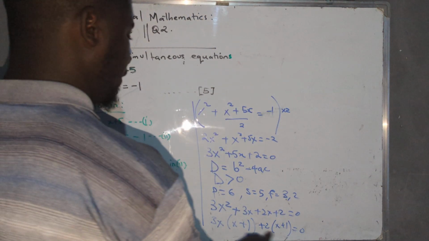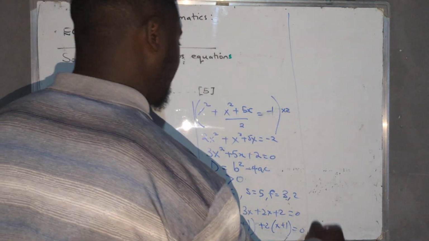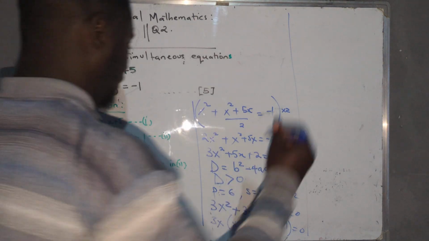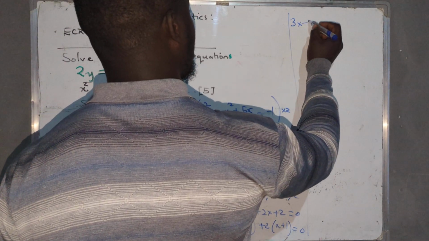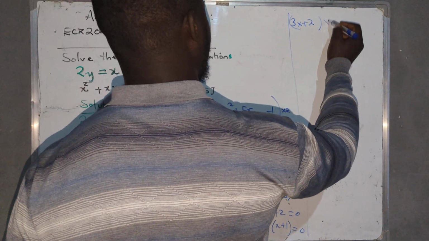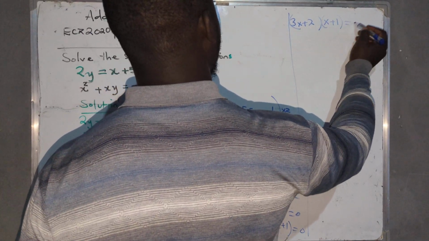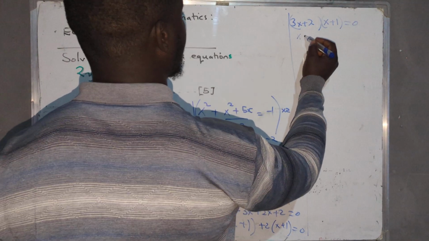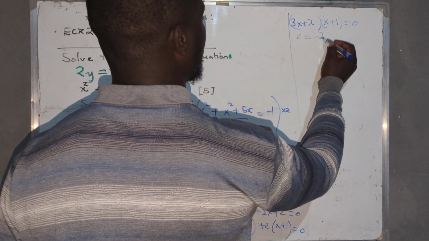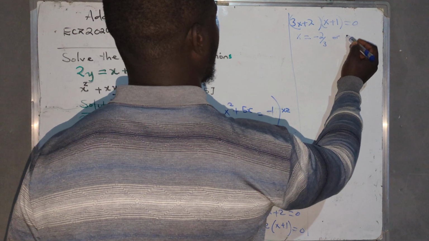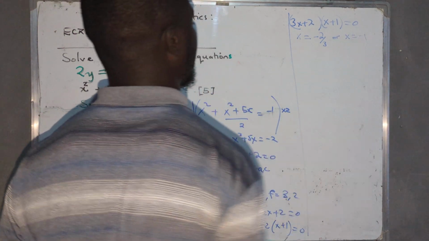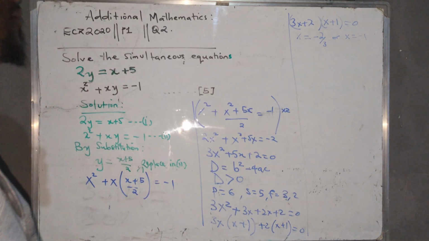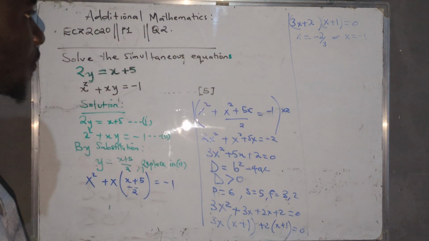Now, here just pick one. So what you're going to get is now 3x plus 2 in brackets, then x plus 1 in brackets is equal to 0. And then you understand to say the x here is going to give us a negative 2 over 3, or x is equal to negative 1, like that. Now, since we have two values of x, we have to find as well the two values of y.